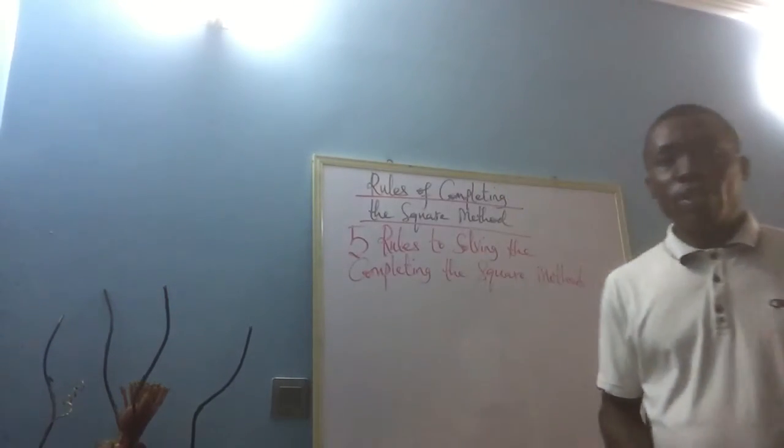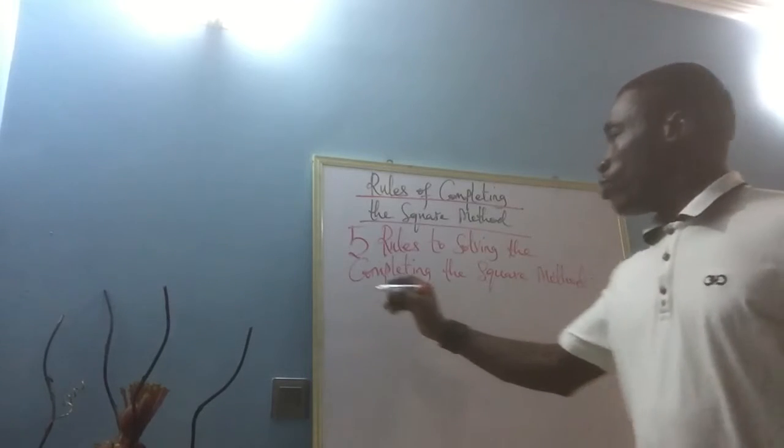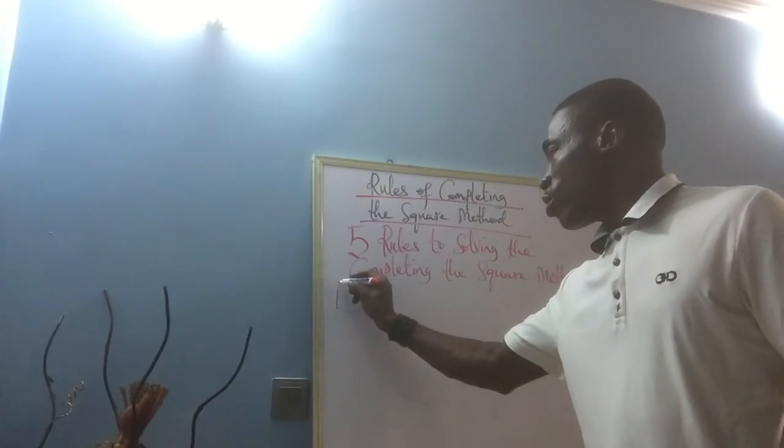Okay, here I will be giving the student 5 rules for solving the completing the square method.